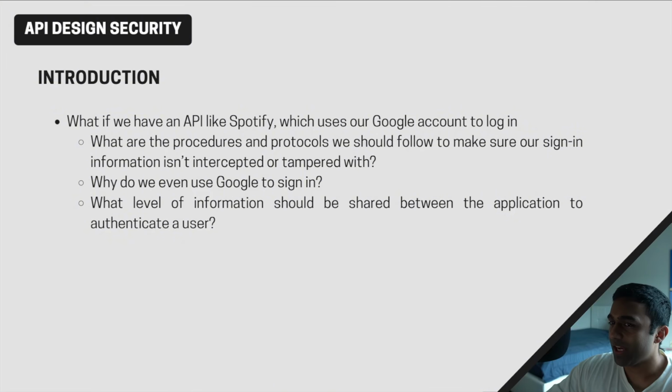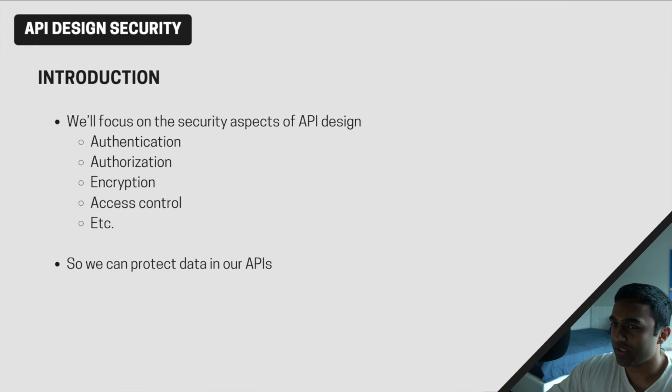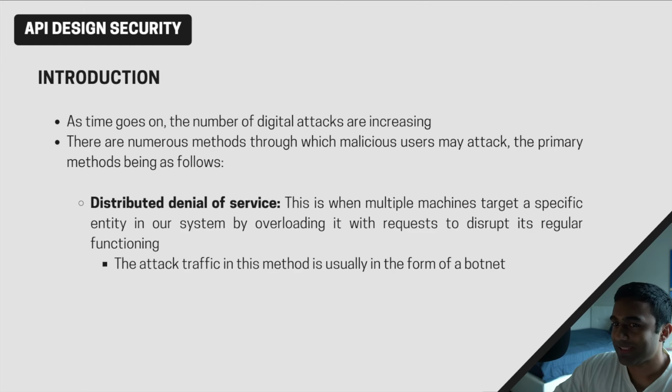What if we have an API like Spotify which uses our Google account to log in? What are the procedures and protocols we should follow to make sure our sign-in information isn't intercepted or tampered with? Why do we even use Google to sign in? What level of information should be shared between the applications to authenticate a user? We'll focus on the security aspects of API design, being authentication, authorization, encryption, access control, etc., so we can protect data in our APIs. As time goes on, the number of digital attacks is increasing.